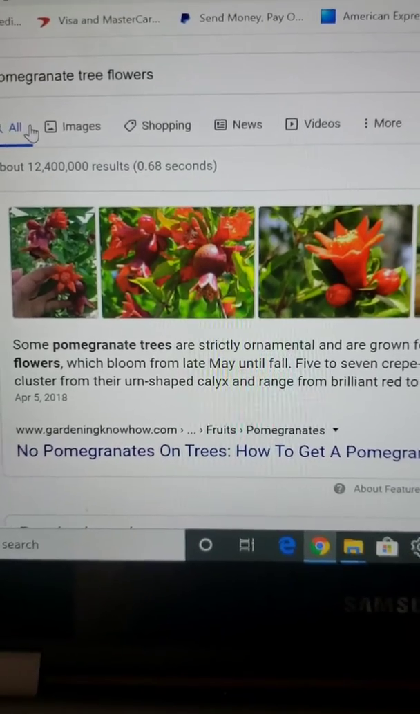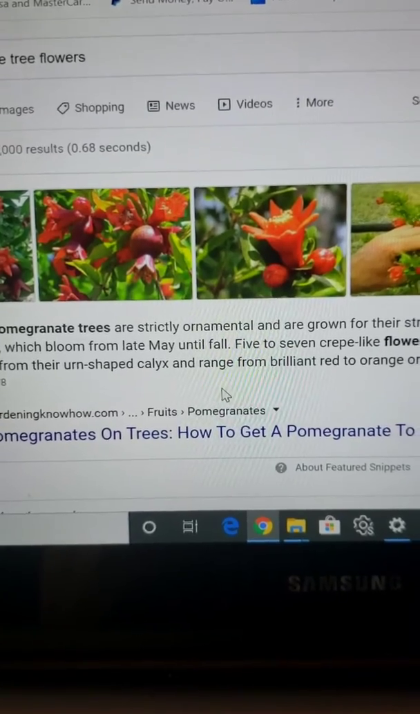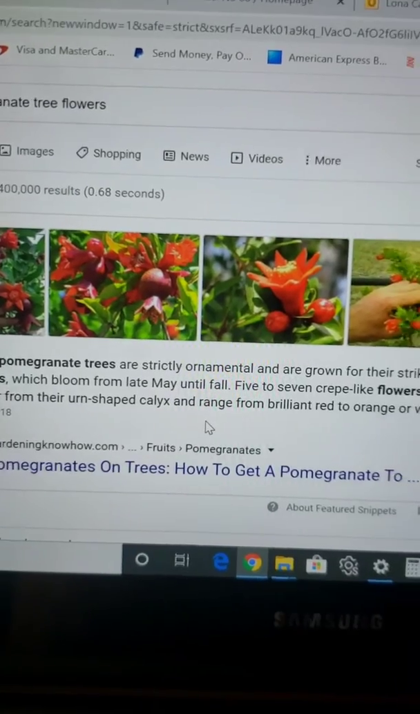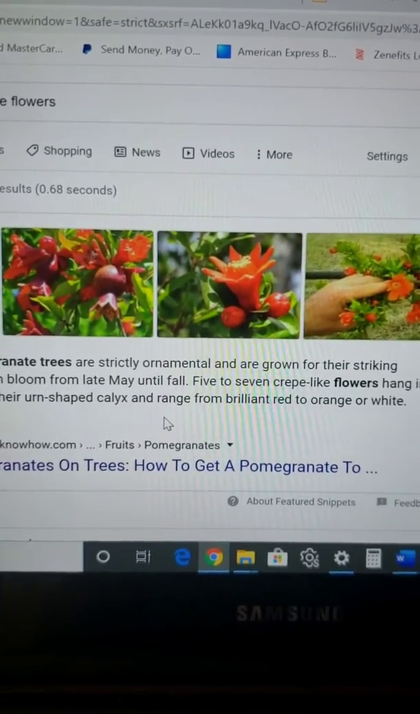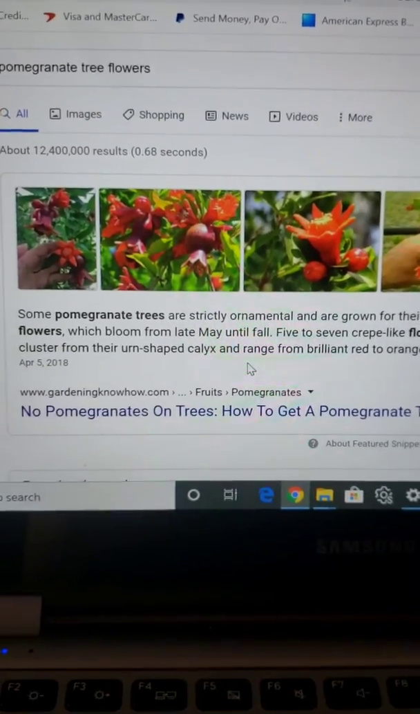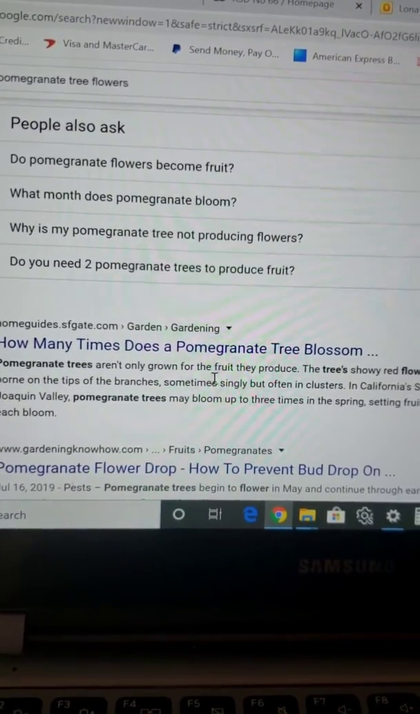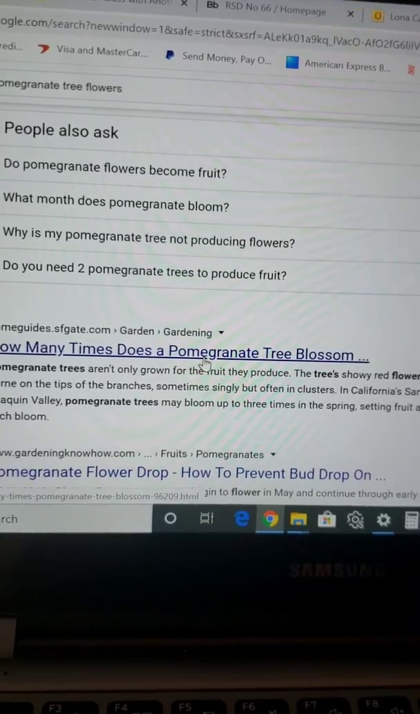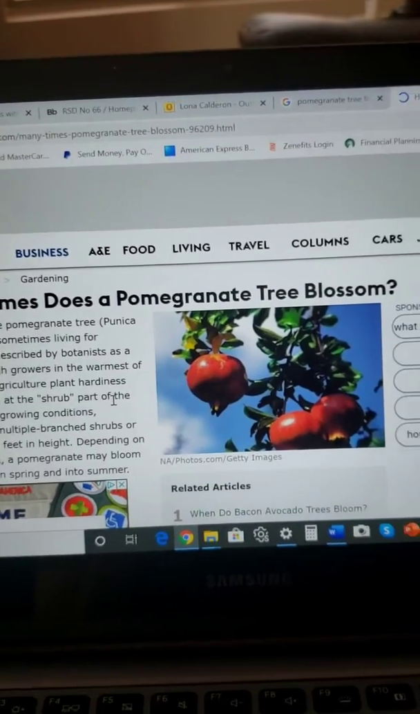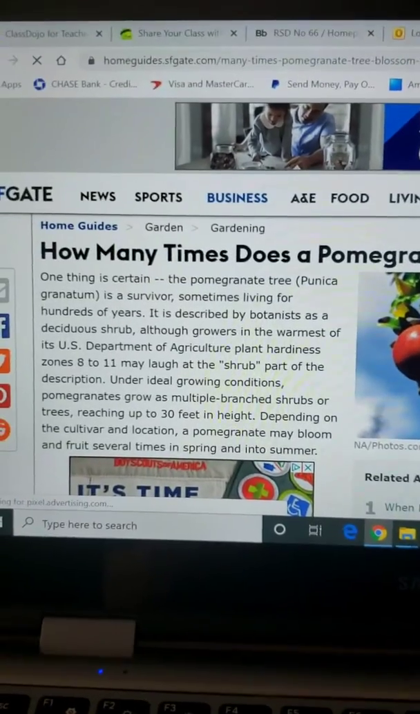Okay. So this says that some pomegranate trees are just ornamental, which means they're just to look at, and they have flowers that bloom from late May to fall, and sometimes they don't produce fruit. Ooh, I hope this one does. Here's a good one. How many times does a pomegranate tree blossom? Oh, look, there's pomegranate. And look at the red, and those flowers are red.